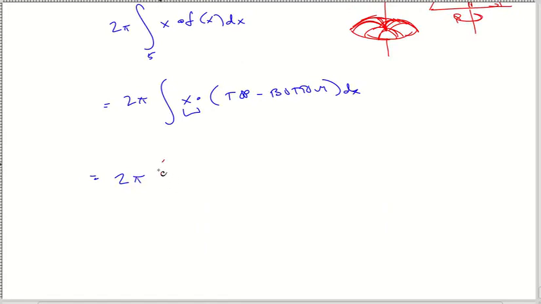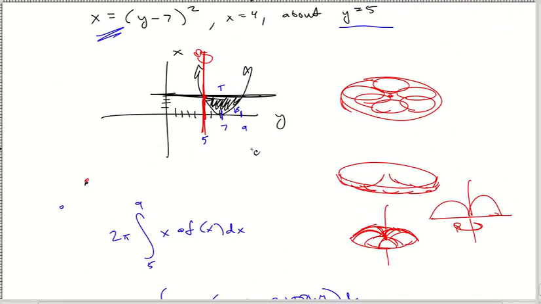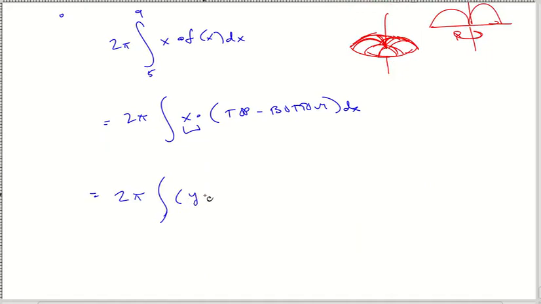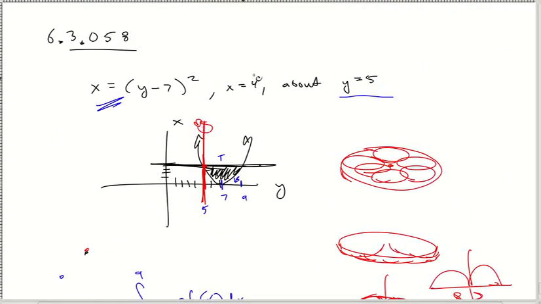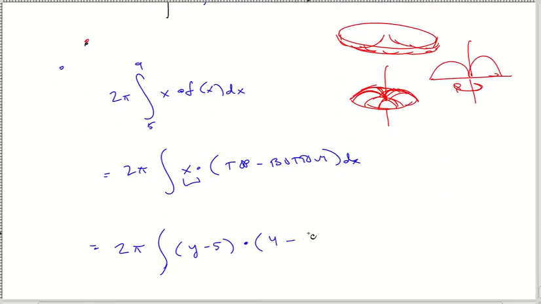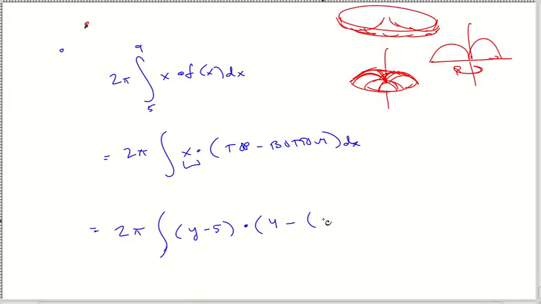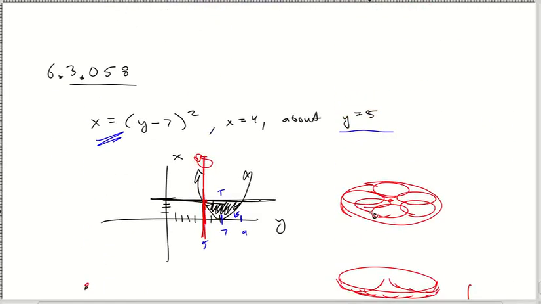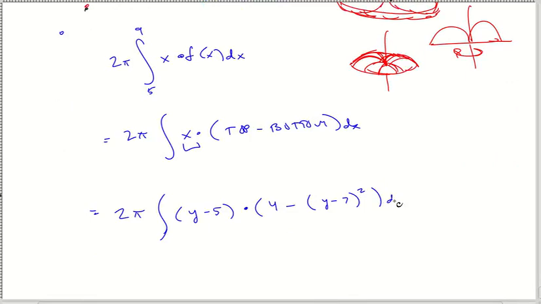So I'm going to shift it by 5. And am I using the x's correctly? No, these are y's technically. So I'm going to shift that by 5, y, and then I have my top and bottom. Right here we got a 4, and then we got all this mess up here. 4, and then I have my y minus the 7 squared dy. So this is my top, this is my bottom. I changed it from x's to y's because y's are technically correct. And this is my shifting right here, okay?